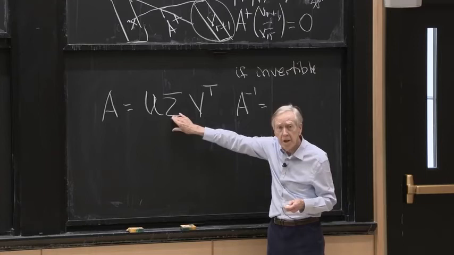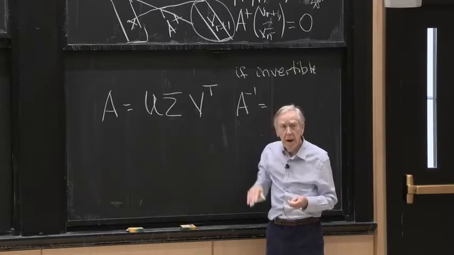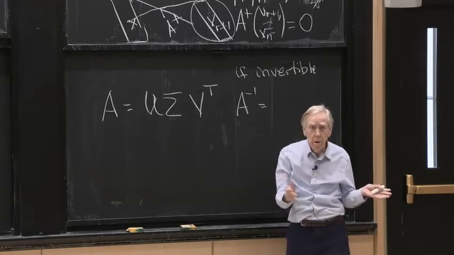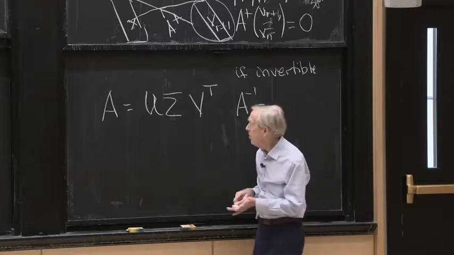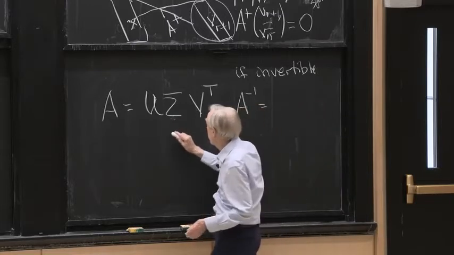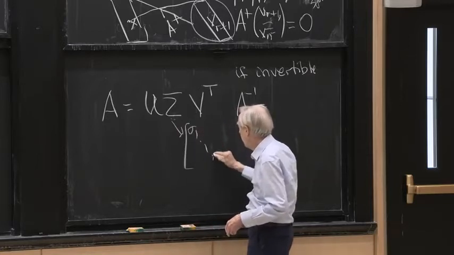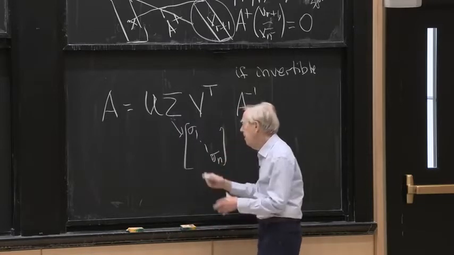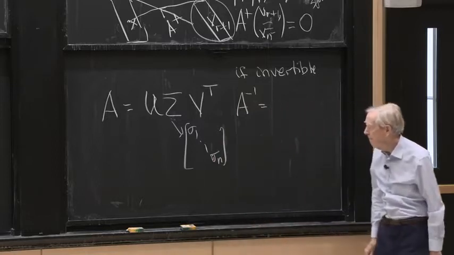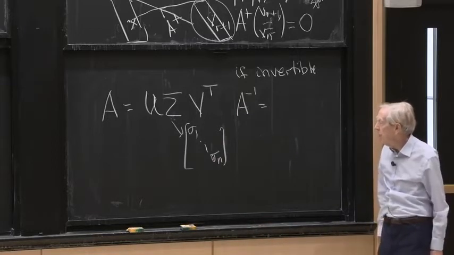If I have an inverse, then it's got to be square, n by n. So what's the shape of the sigma guy? Also square, n by n. So the invertible case would be, and I'm going to erase this in a minute, when sigma is just that. That would be the invertible case.